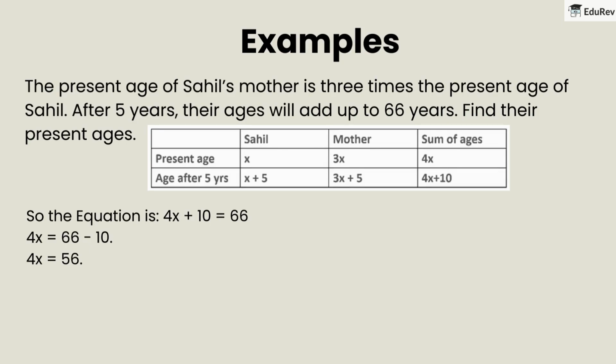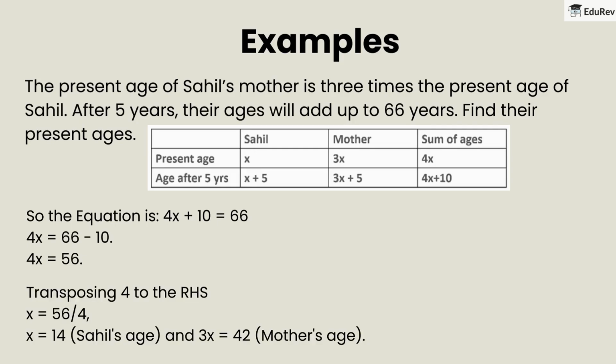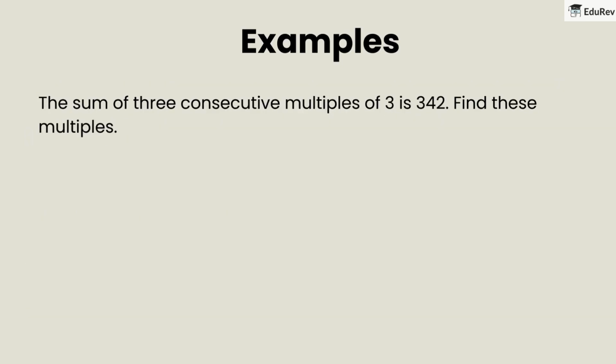Solving for x, we get 4x = 66 - 10. That is, 4x = 56. Transposing 4 to the RHS, we get x = 56 upon 4, so x = 14, Sahil's age, and 3x = 42, mother's age.